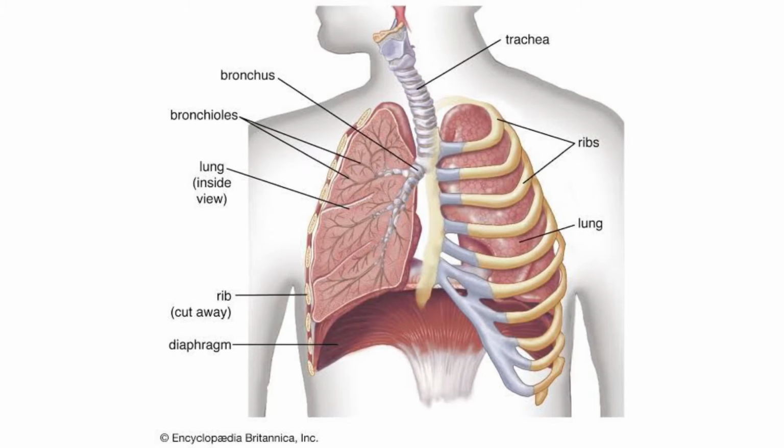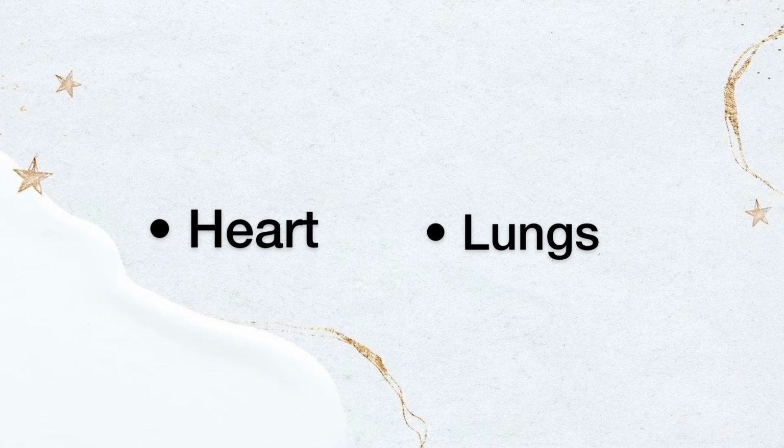The thoracic cavity is the anterior ventral body cavity found within the rib cage in the torso. The organs of this cavity are the heart and the lungs.